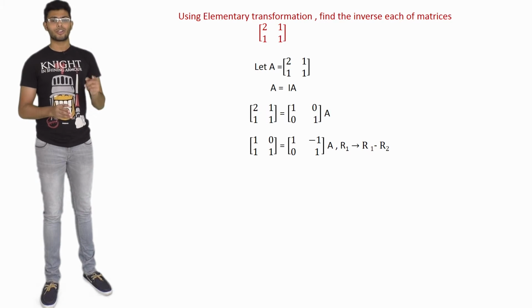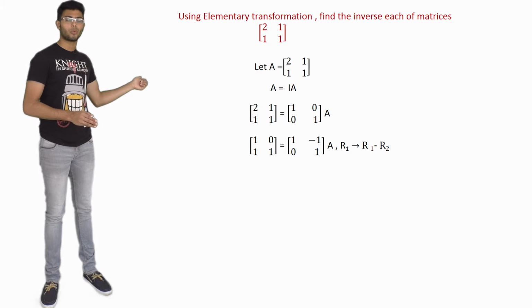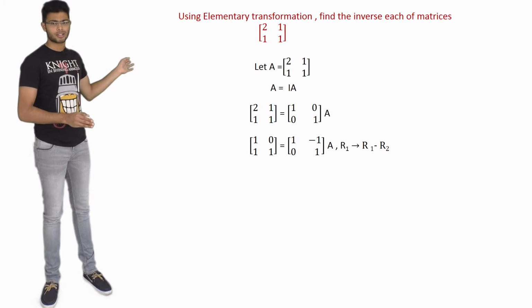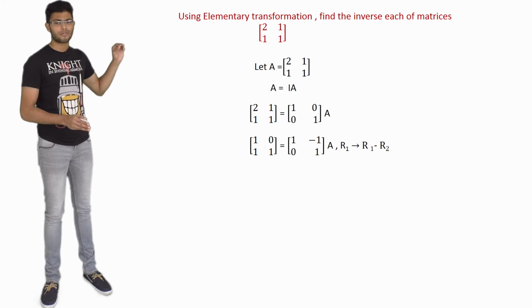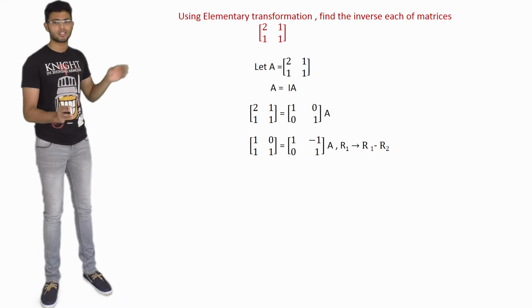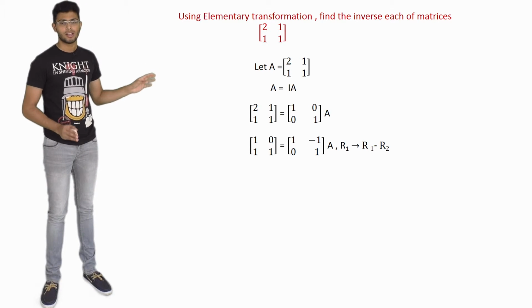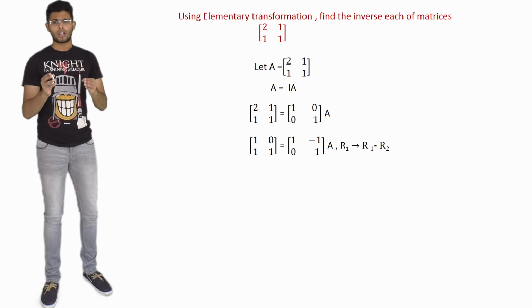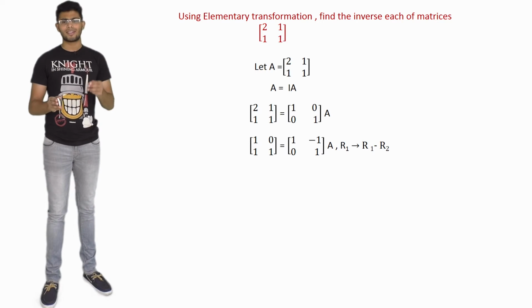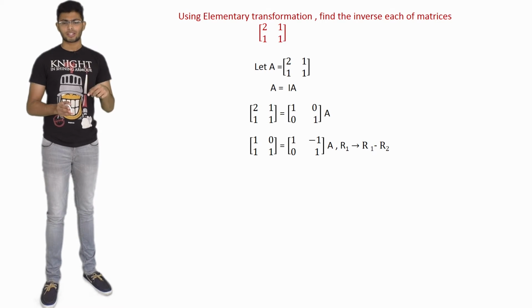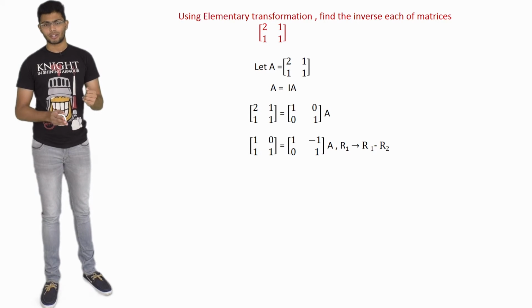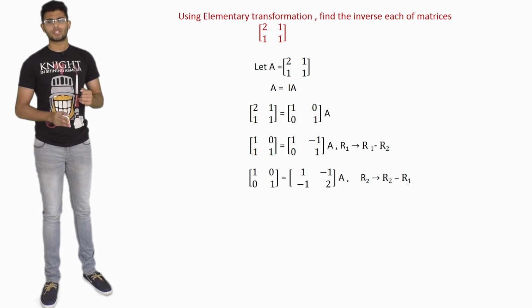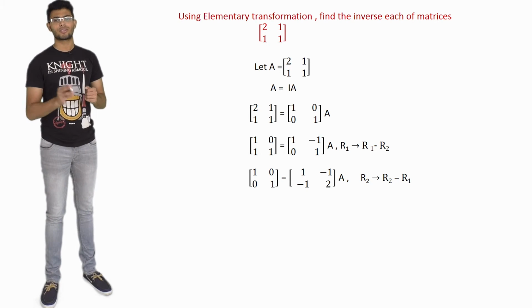Once you've done that, you're going to get 1, 0 and 1, 1 on the LHS. Remember that you always have to apply the operations on both the LHS and the RHS. Now that we've done that, we have to get a 0 in the third element on the LHS. To do that, we're just going to take the second row minus the first row.